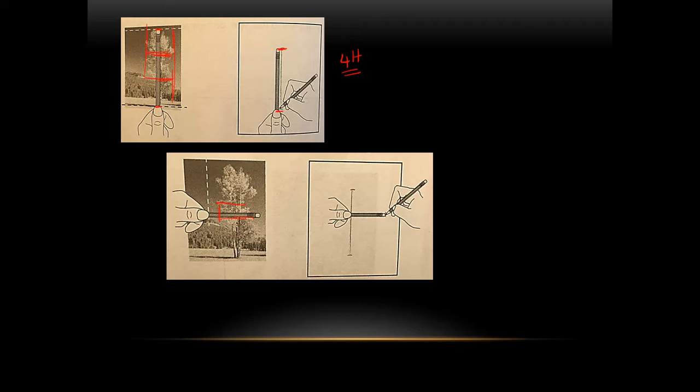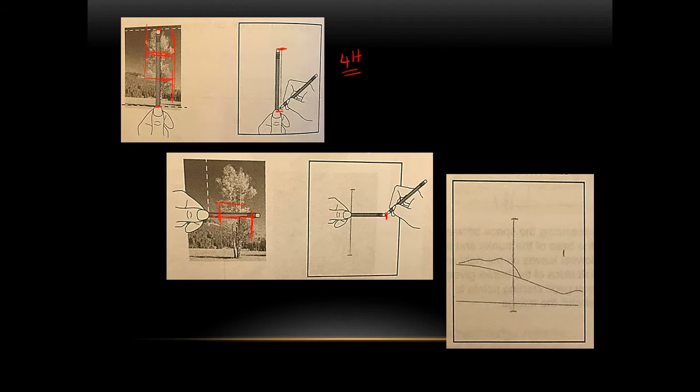You don't measure it over here. You're going to measure it over here, the biggest part of the tree, and then again without moving, you measure the width. You bring the thumb over here, and then you bring it over here. You mark the tip of it. Now you know how tall the tree is, and now you know how wide it is at its widest point.